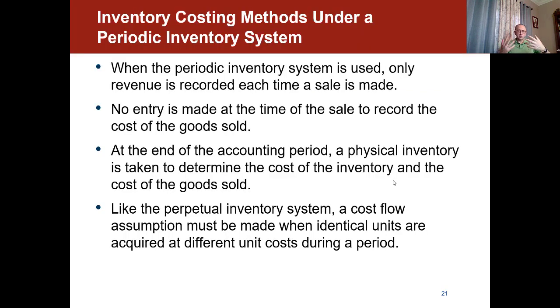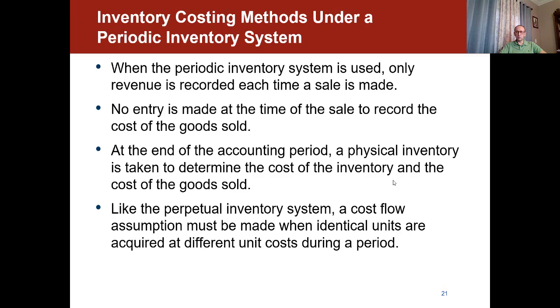So this is the whole idea, the main difference between FIFO, LIFO, and the weighted average under the perpetual system. In the periodic inventory system, which we didn't cover in chapter five, we are going to cover it here in chapter six, just for the sake of seeing how it affects FIFO, LIFO, and weighted average. And I think part of the reason that we cover it is because it's much easier. You'll see how easy the calculation is.